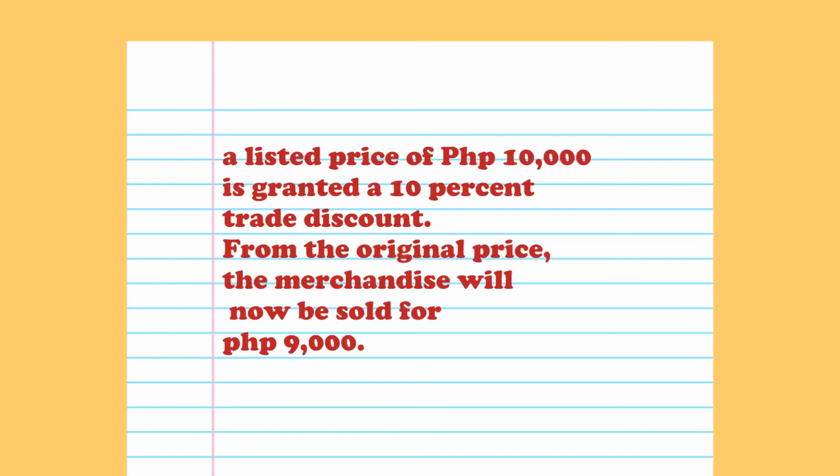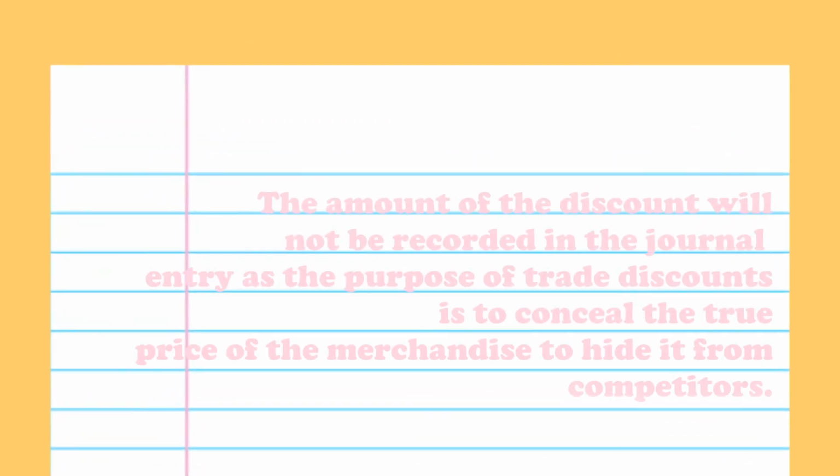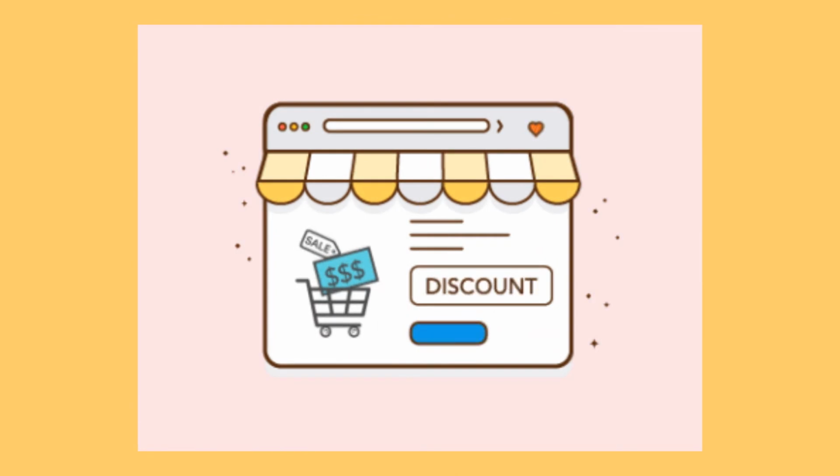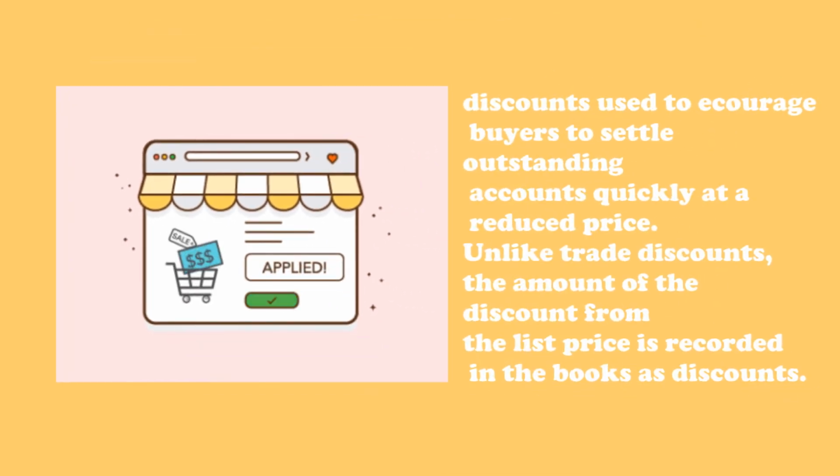For example, when a merchandise with a listed price of 10,000 pesos is granted a 10% trade discount from the original price, the merchandise will now be sold for 9,000 pesos. The amount of the discount will not be recorded in the journal entry, as the purpose of trade discounts is to conceal the true price of the merchandise to hide it from competitors. Cash discounts are discounts used to encourage buyers to settle outstanding accounts quickly at a reduced price. Unlike trade discounts, the amount of the discount from the list price is recorded in the books as discounts.